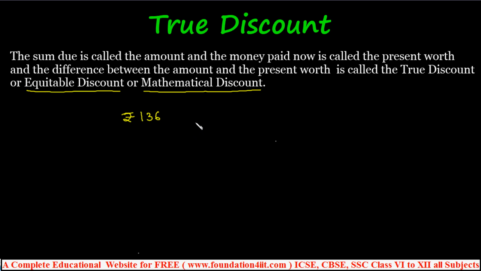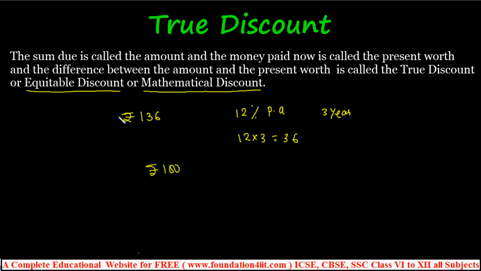Clearly, the money which amounts to 136 after 3 years at a standard or agreed rate of interest. For example, let's assume 12% rate of interest per annum. That means for every year, for every 100 rupees, 12 rupees is the interest. So for 3 years, clearly 12 into 3, 36 rupees is the interest. That means 136 minus 36, rupees 100, you must pay to clear the debt.